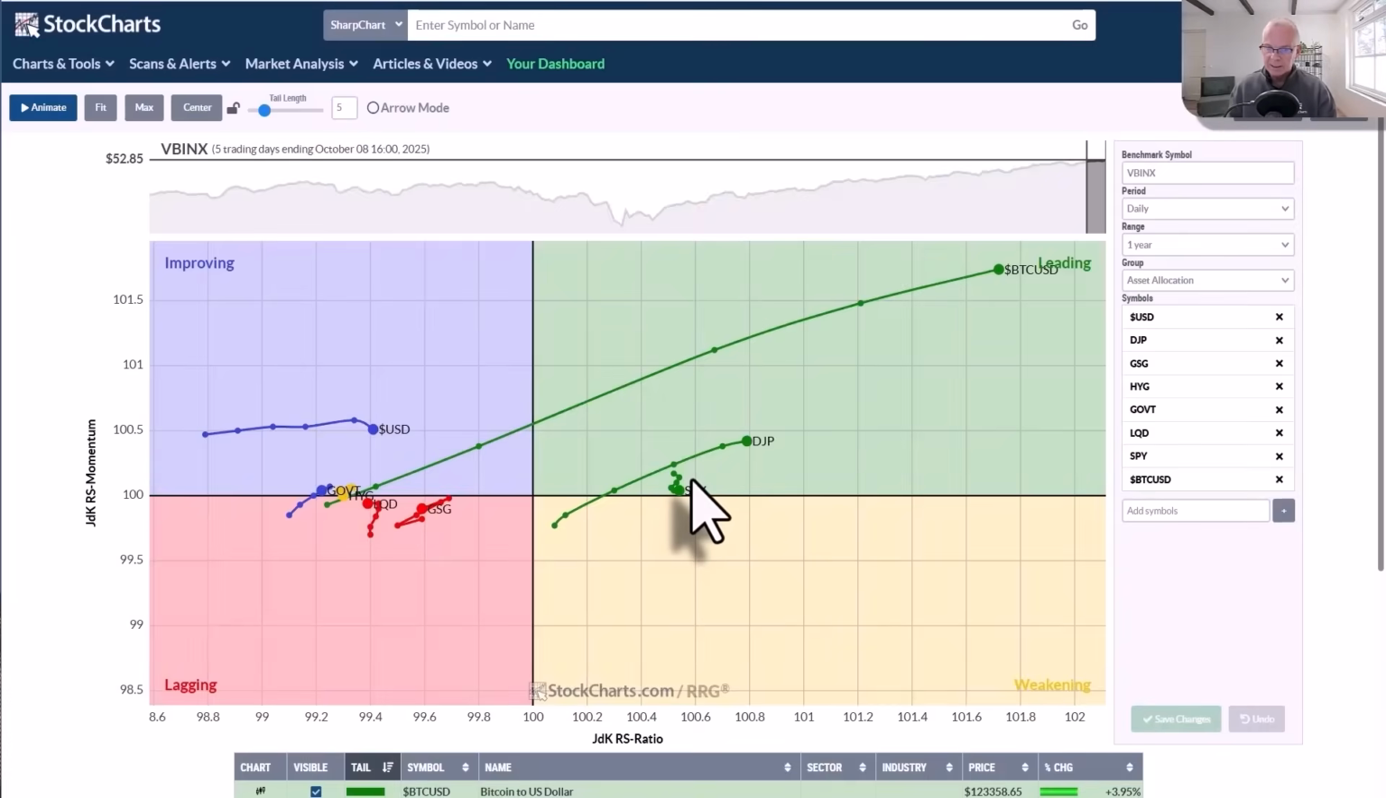It is inside the leading or the weakening quadrant, while the opponents, so the fixed income ETFs, the fixed income asset classes, GOVD, LQD, and HYG, are on the left-hand side, and that very clearly shows the preference for stocks at the moment.